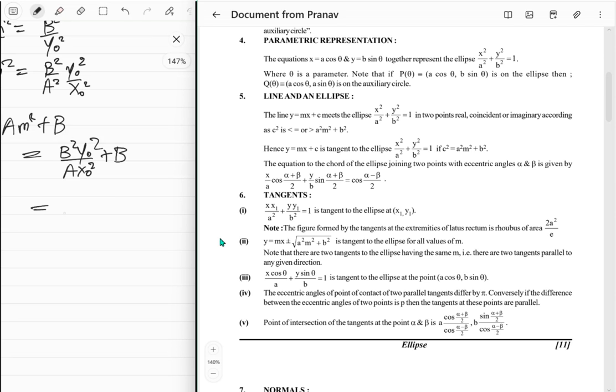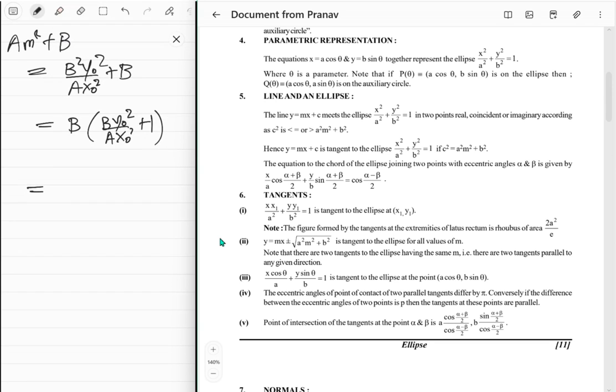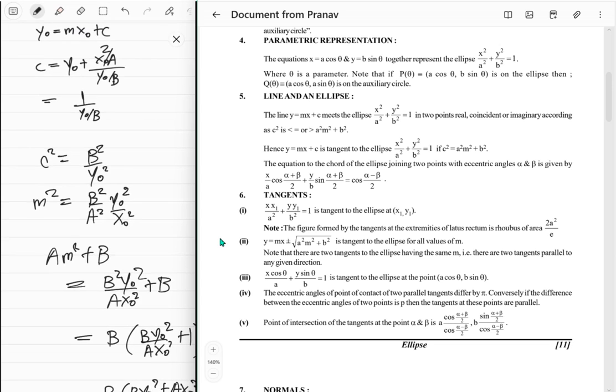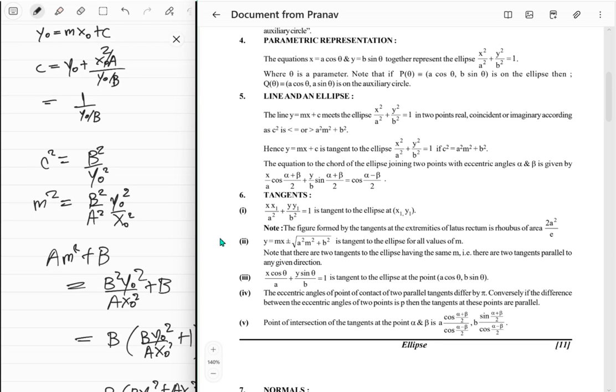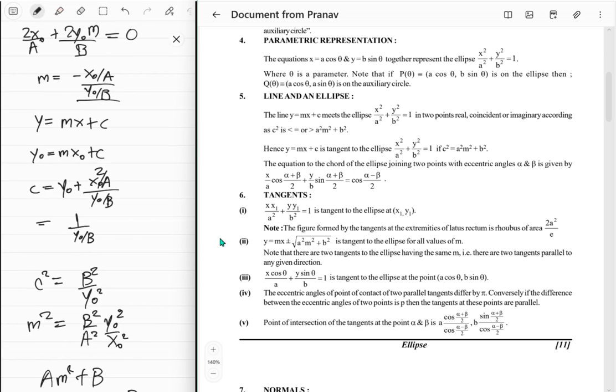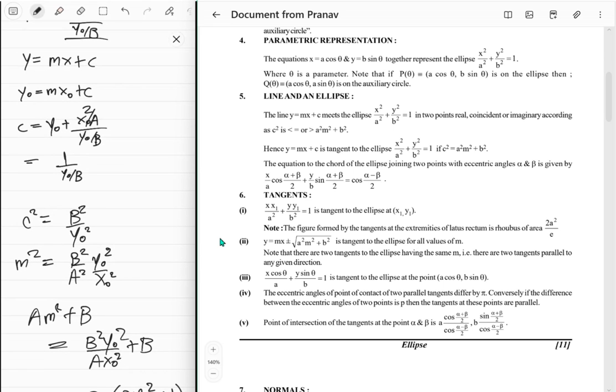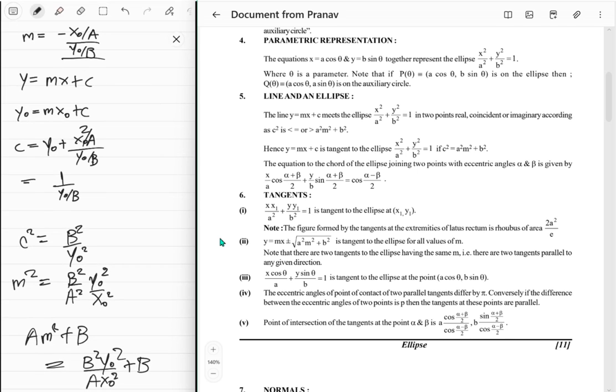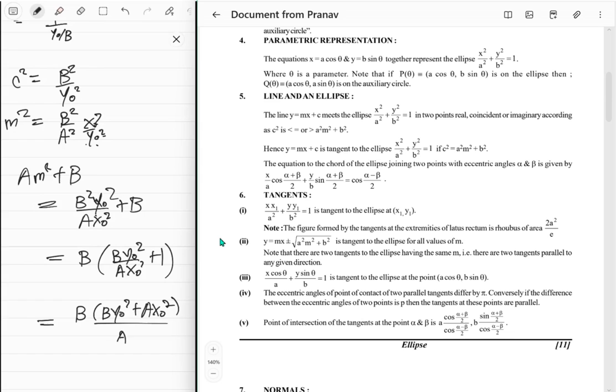It's going to be b times of b y naught squared upon a x naught squared plus 1, which is like, so b times of b y naught squared plus a x naught squared, that thing upon, is that going correct or not? Oh, it's got y naught in the denominator. Oh, okay. So that's why it went wrong. Supposed to be x naught squared upon y naught squared. Right.